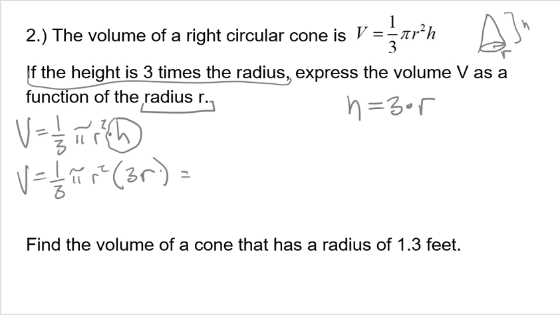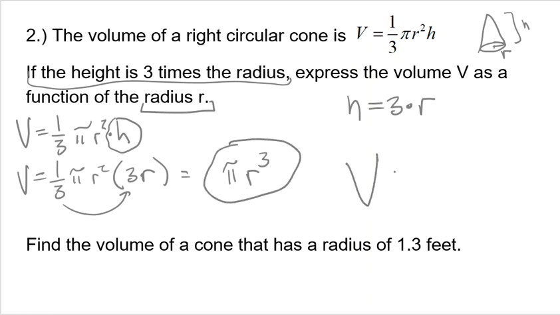So now I just got to clean this up. Let's see here. R squared times r is r cubed. The pi is not going anywhere, so I'm going to leave the pi right there. And 1/3 times the 3 is just 1. So they kind of reduce. 1/3 times 3 is 1. So essentially, I get pi r cubed. So the volume as a function of only r for this particular cone is pi r cubed.